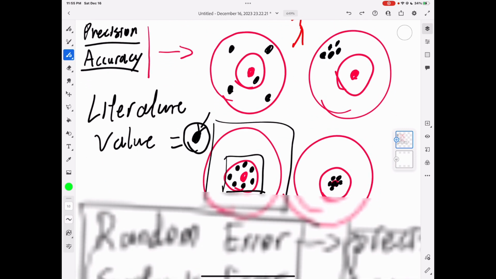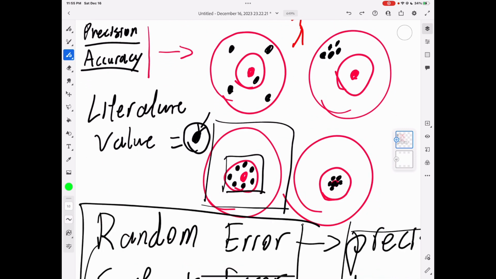So next, we have precision and accuracy. Now, most of you have probably already seen this in grade 10. However, we have the four targets, and just for the sake of refreshing the topic, I will explain this once again.